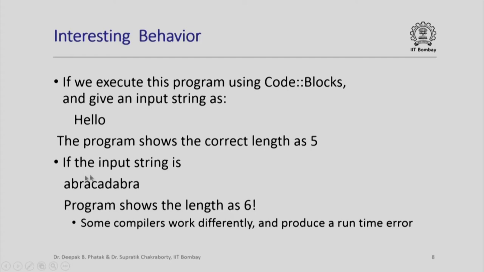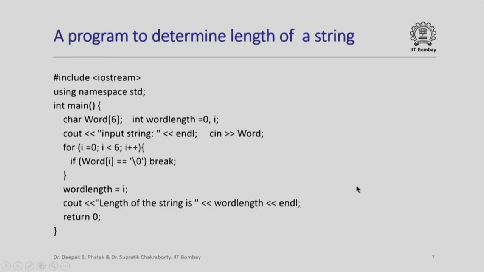However, if the input string is abracadabra, the program shows the length 6. Why does it do that? Actually, some compilers will work differently and even produce a runtime error. You can guess why. If you go to the previous slide, you will notice that the for loop is running for I equal to 0 to I less than 6, naturally because our array size was 6.